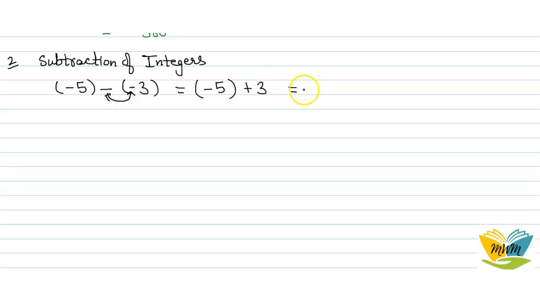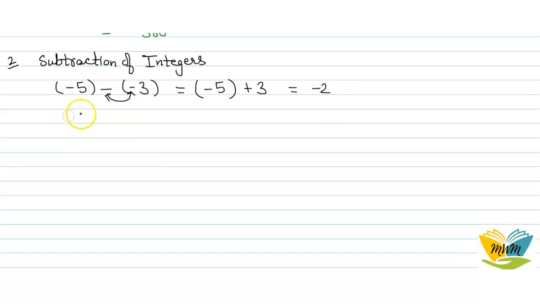Now 5 is of negative symbol and 3 is of positive symbol. So it will become plus and minus. Plus and minus means minus and we get 2. But again the negative number is greater. So we will put minus sign with 2 and get minus 2.